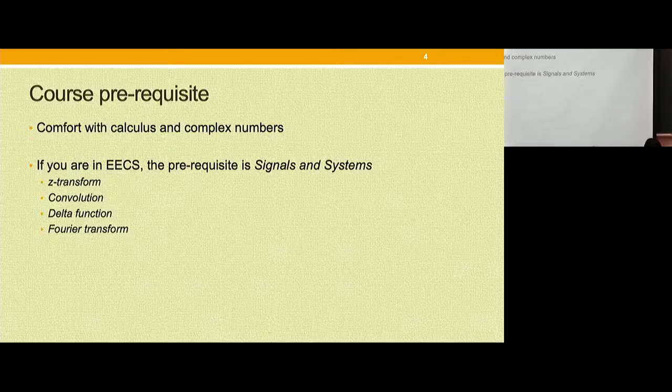But in case you haven't, how can you tell you have taken signals and systems or equivalent? I suggest that you ask yourself: Am I familiar with Z transform? Do I know convolution? Do I know what a delta function is? And do I know Fourier transform in general? If the answer is yes, you are going to be okay. But if the answer is no, then I've told you that this is a prerequisite. We are going to build upon these concepts when we learn DSP. Is that clear? Z transform, convolution, Fourier transform, and generally complex numbers, delta function, things like these.